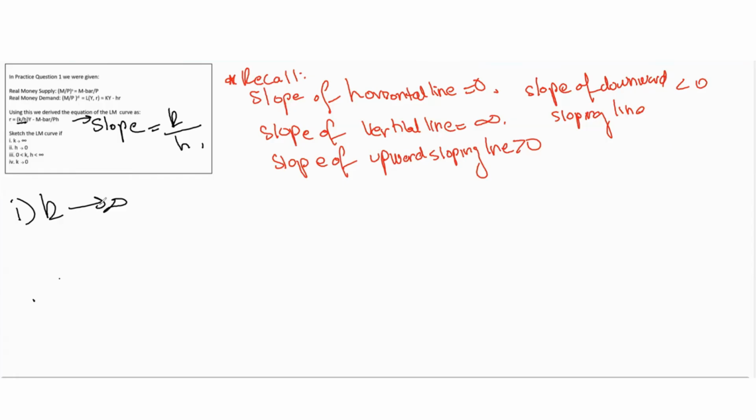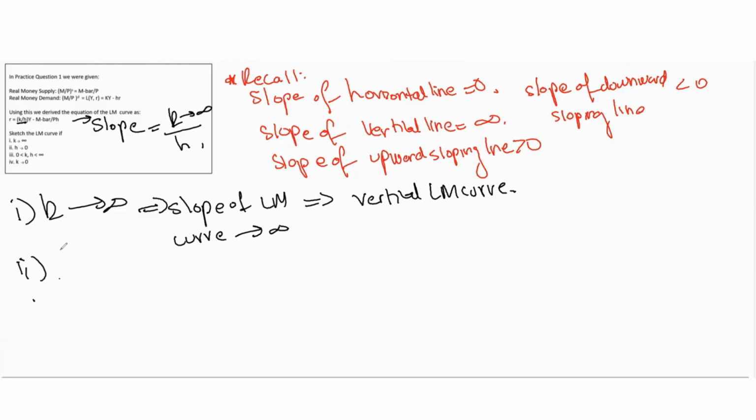Now as k approaches infinity, the slope of the LM curve approaches infinity. And we know that when the slope is infinity, we have a vertical line. So we have a vertical LM curve.